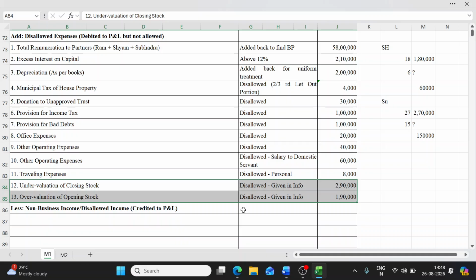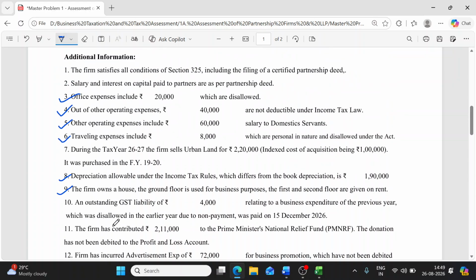In the opposite scenario, suppose we were supplied with the figure of overvaluation of closing stock and undervaluation of opening stock. In that case, we would have deducted the same from the net profit below non-business income or disallowed income. Okay. So I think the debit side is over.